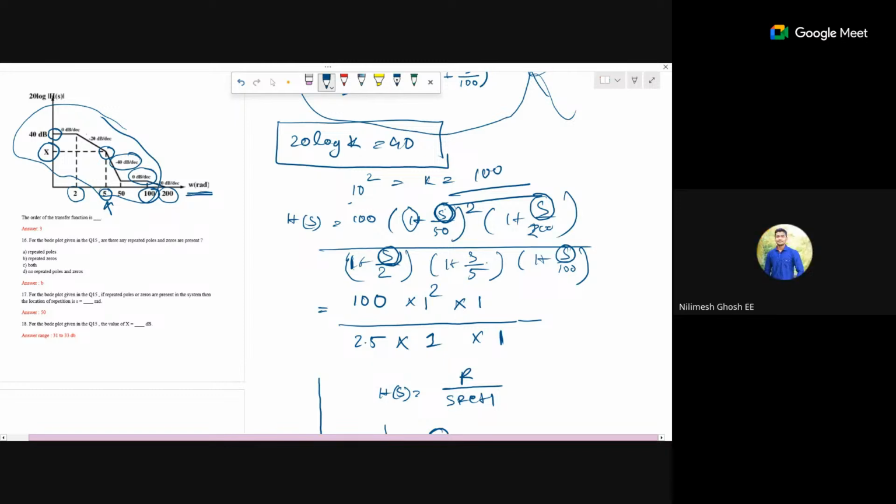Asymptotic function? No, this is not a case of an asymptotic function. This is also a log scale. Okay, sir. Got it.